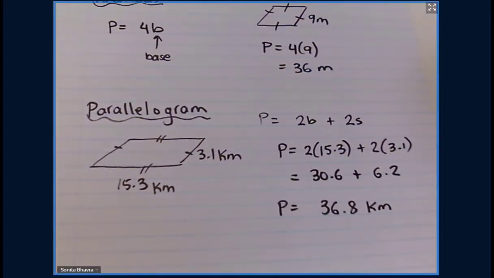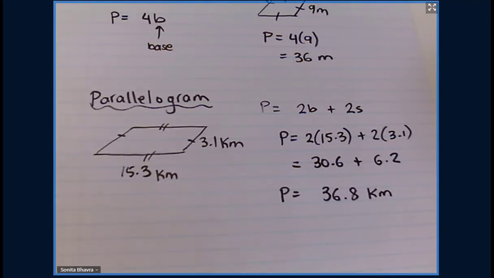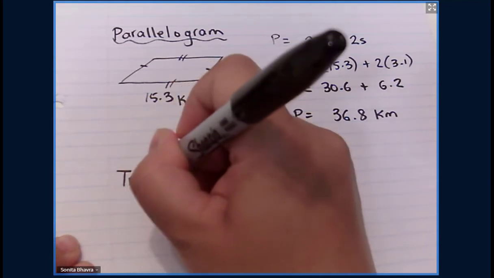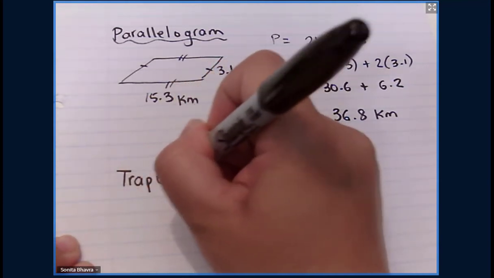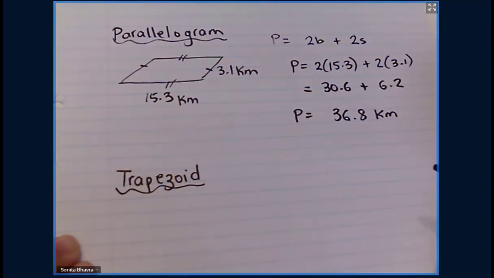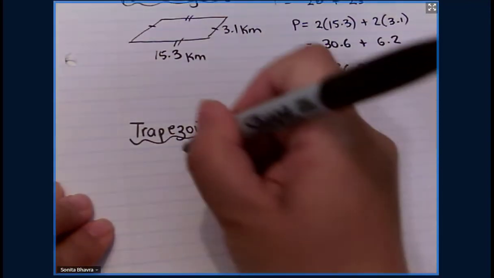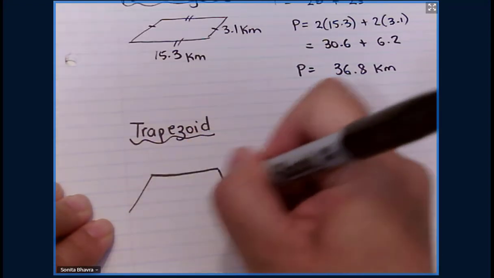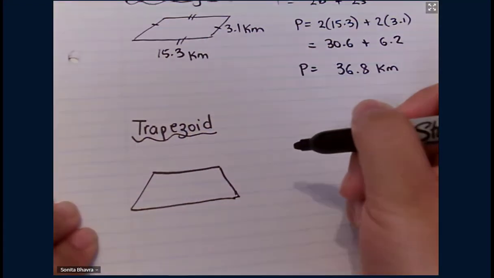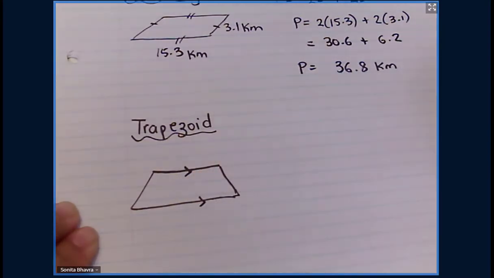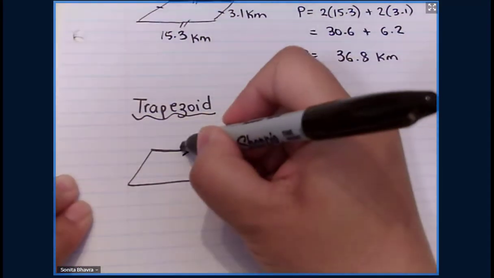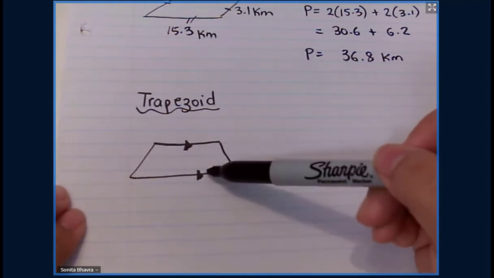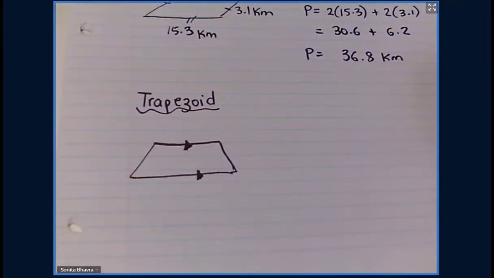All right, and the last one is a trapezoid in this section of quadrilaterals. We'll look at triangles right after. So a trapezoid looks something like this, where it has two bases. Okay, these two bases are parallel. That's why you see these arrows. That's what it means. They're equidistant from each other. They're parallel. They're not the same measurement.